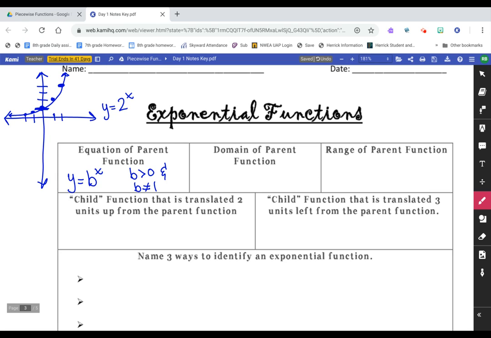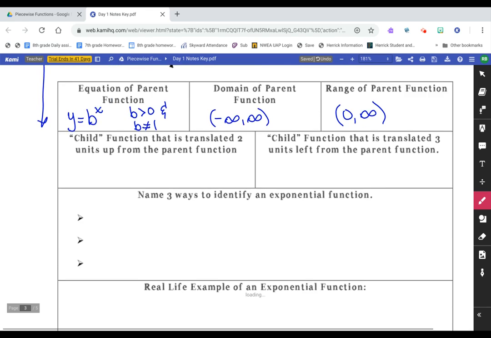So the domain of the parent function is going to be all real numbers. So the range of the parent function would be greater than 0 all the way to infinity. And realize that we are not including 0 in the range. It's going to be above there.